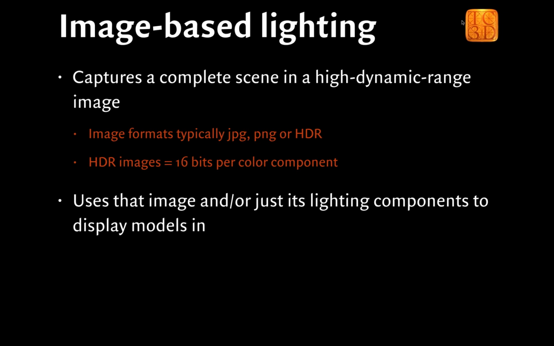And a high dynamic range image, that is an image where you don't use, as traditionally is done, 8 bits per color component. If you have an RGB image, red, green, and blue are not defined by 8 bits per color component, but they're defined by 16 bits per color component.